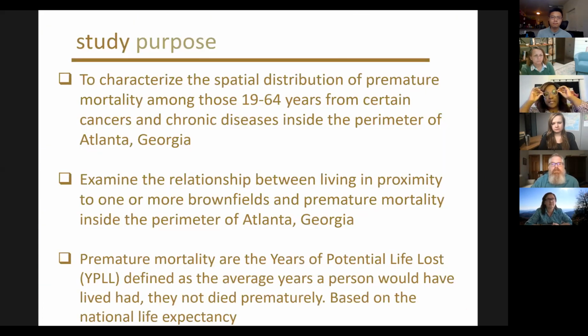So the purpose of this study was to characterize the spatial distribution of premature mortality among those 19 to 64 years from certain cancers and chronic diseases and all who lived inside the perimeter. We wanted to examine the relationship between living in close proximity to one or more brownfields and the premature mortality inside the perimeter as a whole. Premature mortality is measured as years of potential life loss, defined as the average years a person would have lived had they not died prematurely, and it's based on the national life expectancy.